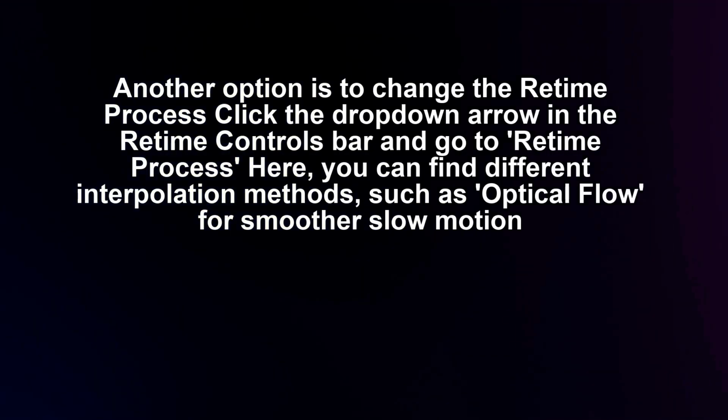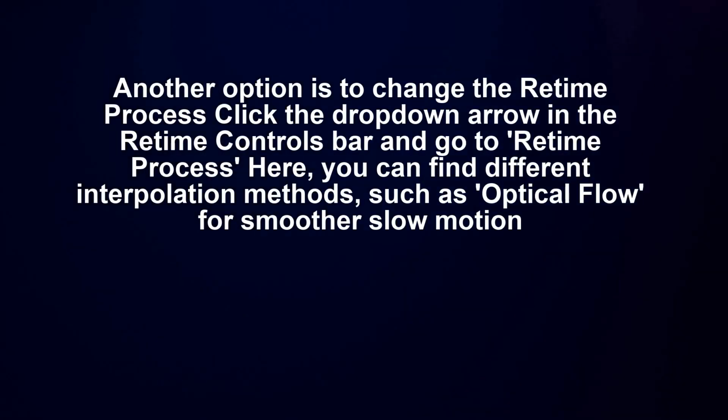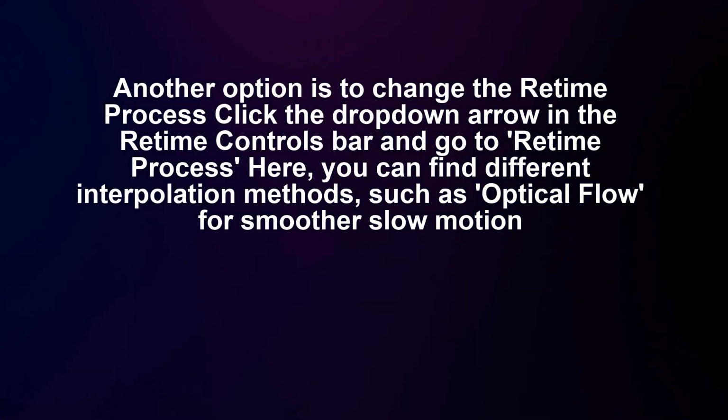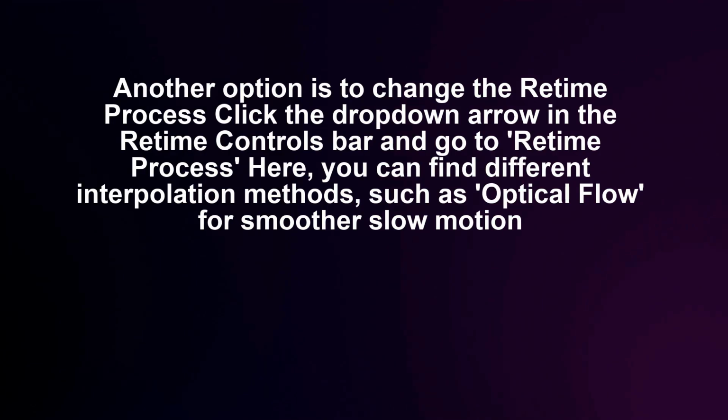Another option is to change the Retime Process. Click the drop-down arrow in the Retime Controls bar and go to Retime Process. Here, you can find different interpolation methods, such as Optical Flow for smoother slow motion.